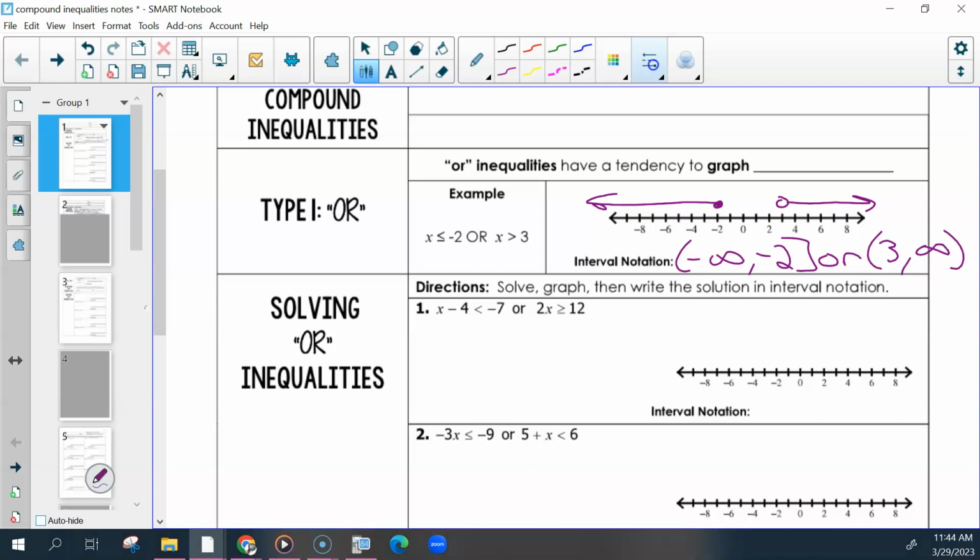What questions do we have on that before we do an actual example?